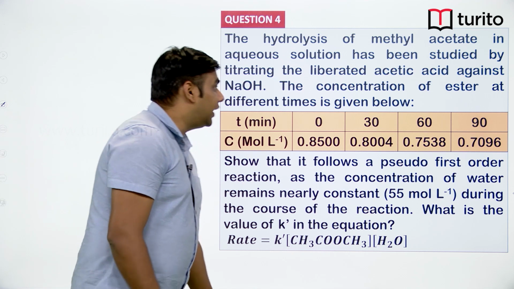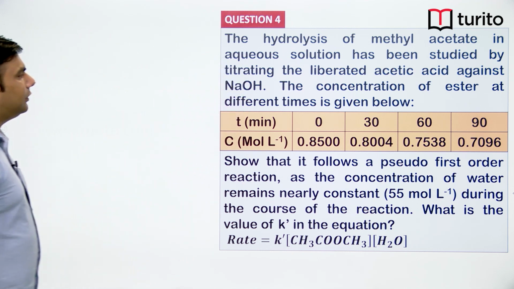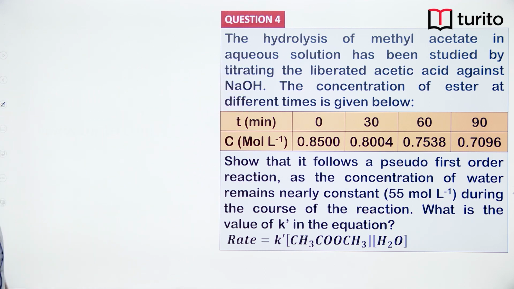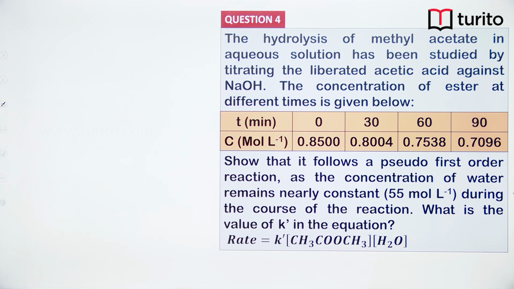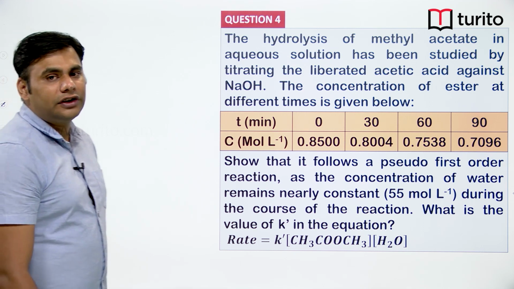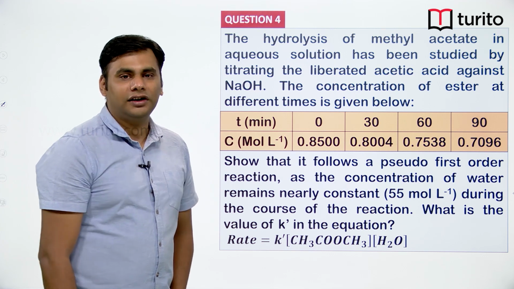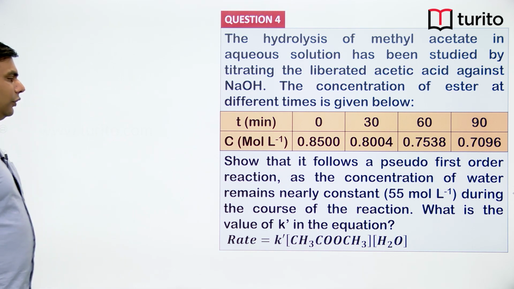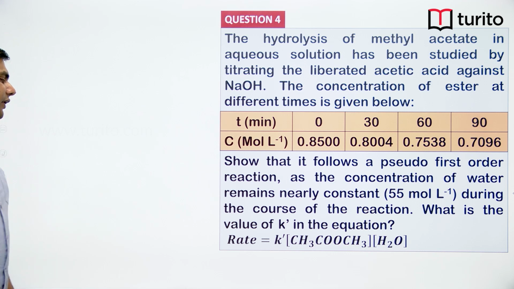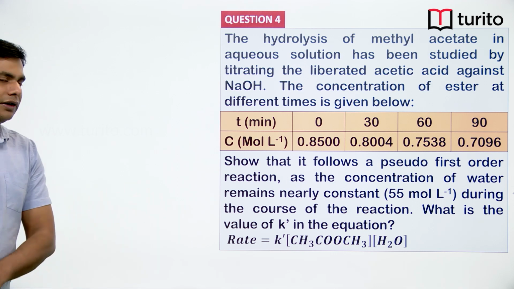The question says that the hydrolysis of methyl acetate in aqueous solution has been studied by titrating the liberated acetic acid against NaOH. The concentration of ester at different times is given to us. Show that it follows a pseudo first order reaction as the concentration of water remains nearly constant. We know that the molarity of water is 55.56 molar, so that value has been given to us. During the course of reaction, what is the value of K dash in the equation? So the rate equation has been given to us.